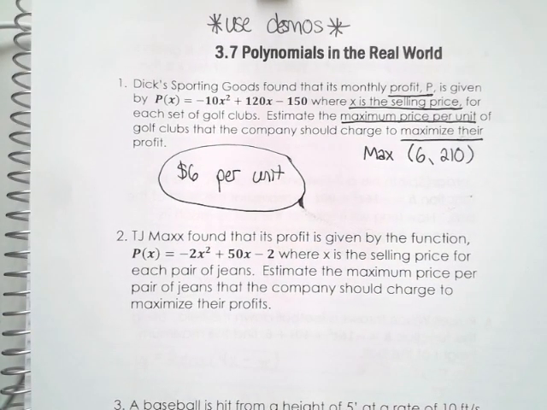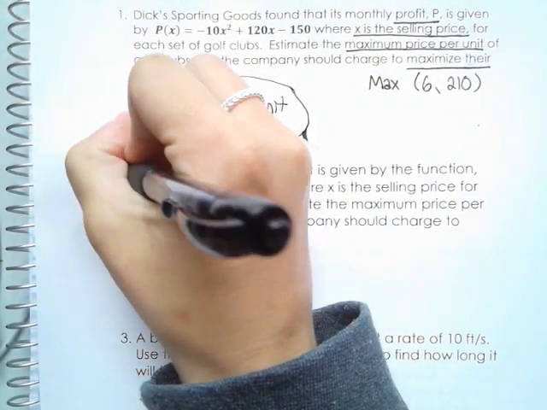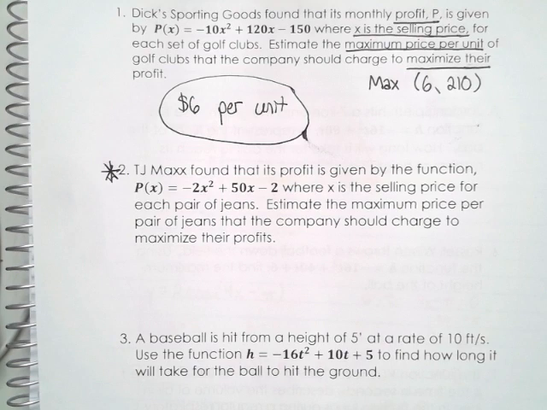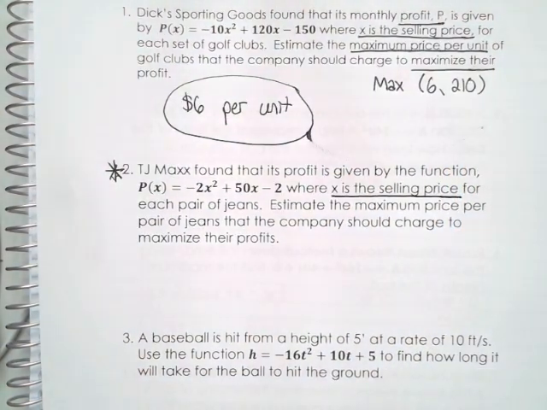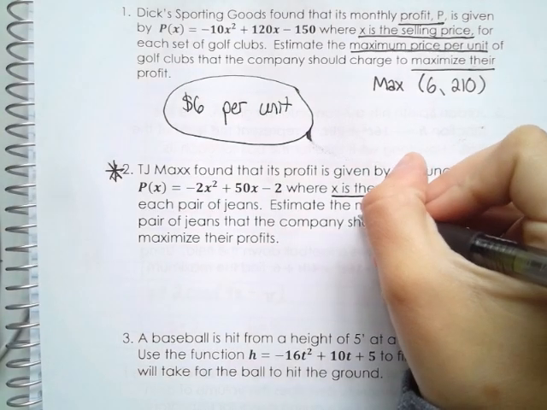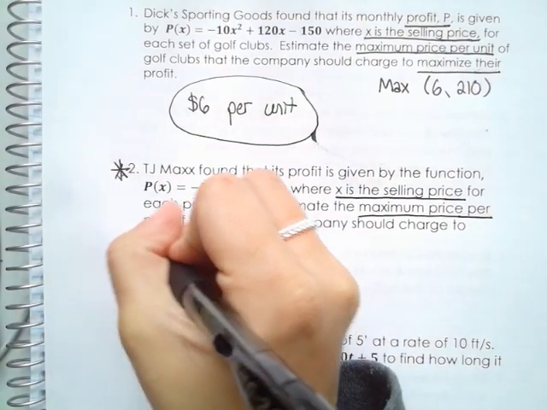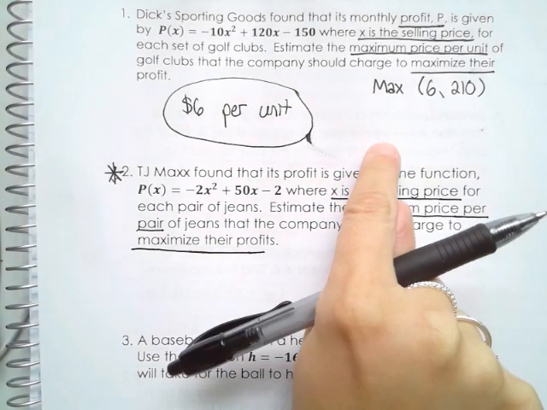Next, number 2 is very, very similar, so I want you guys to try that one on your own. You'll do the exact same thing. We're going to read it together so I can help you underline those key points, but I am going to have you guys try this one on your own. So TJ Maxx found that its profit is given by the function P of x. If you see P, it's probably profit, where x is the selling price for each pair of jeans. It has you estimate the maximum price per pair that the company should charge to maximize their profit. So we're looking for the maximum. We'll do the exact same thing as we did in number 1.